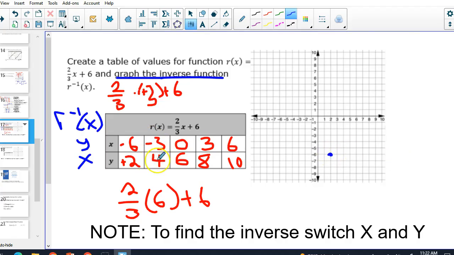Okay, next point. X value is 4, y value is -3. X value is 6. Remember, we're switching them. And then the y value is 0. We have 8, 3. Then we have 10, 6. So we have our linear function here.